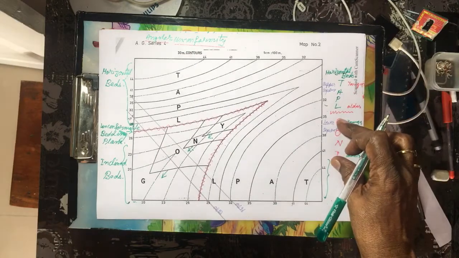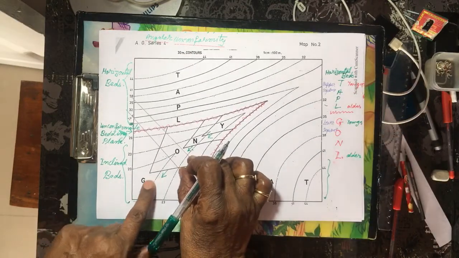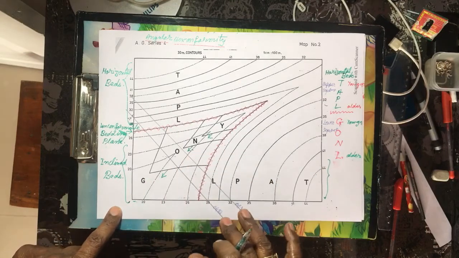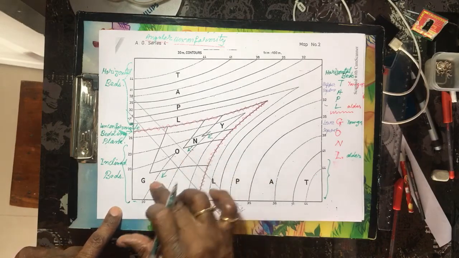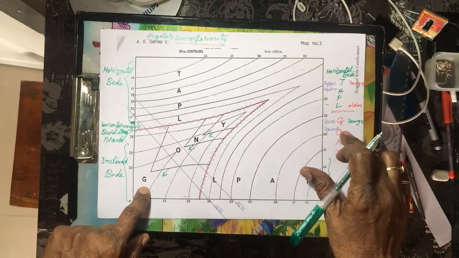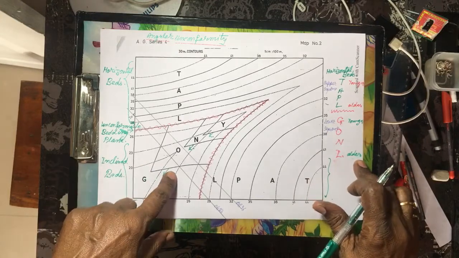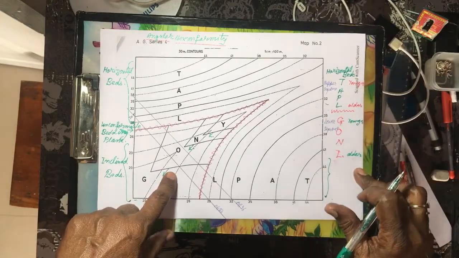Now we'll go to the lower sequence. They are inclined beds. Inclination we can find out with the help of the strike line. So I have drawn two strike lines. They are giving the direction of the dip. So the younger bed is G, then the O bed, then the N bed, and the L bed is the oldest bed in this. So these are the sequence of the beds.